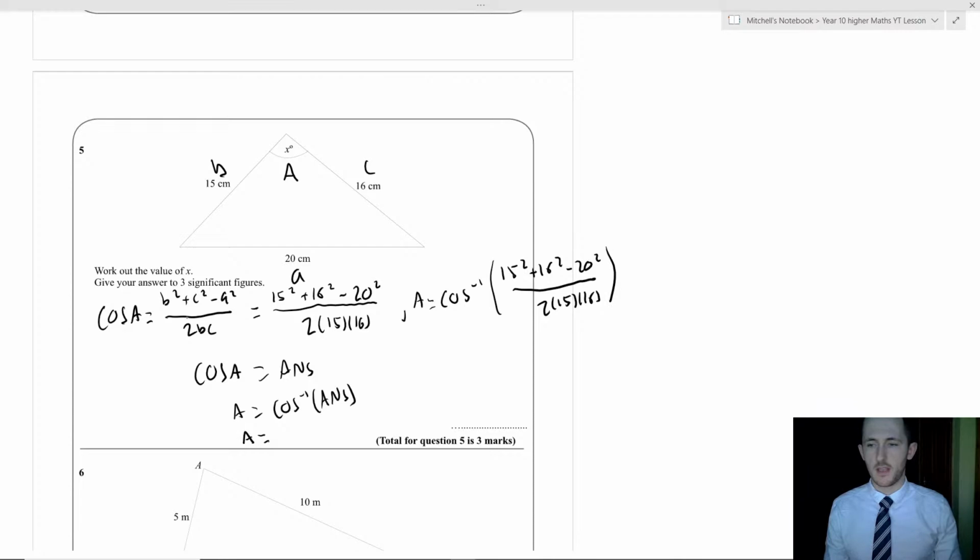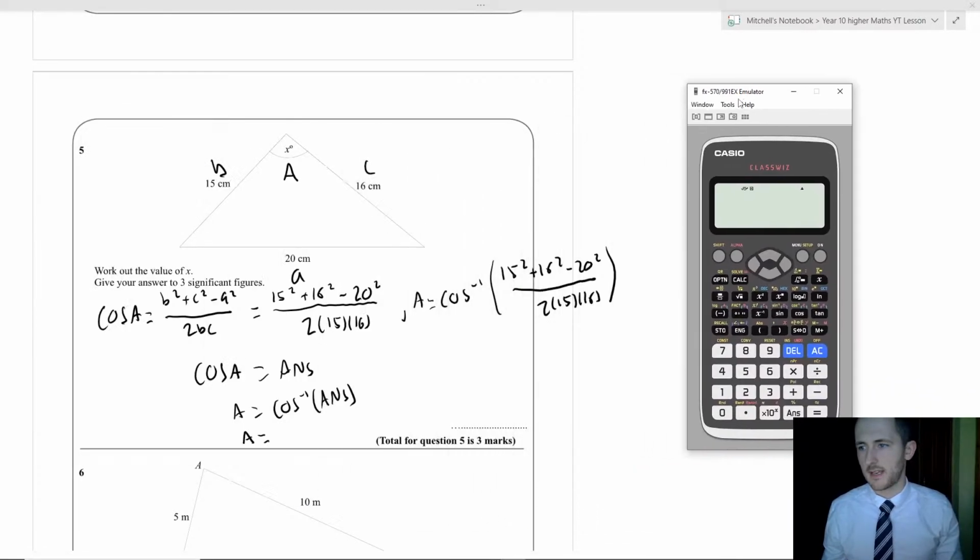Like that. It will give you the same answer, okay? So if I do this in steps, again, if you're braver than I am, you're more than welcome to do it. So 15 squared plus 16 squared minus 20 squared over 2, 15 and 16, right? So again, equals, that gives me that, cool. And then remember, I can use the answer button, which is exactly what I wrote here.